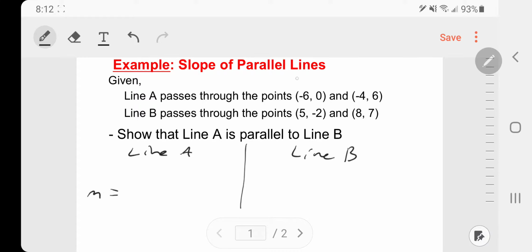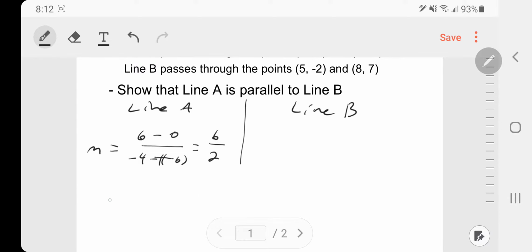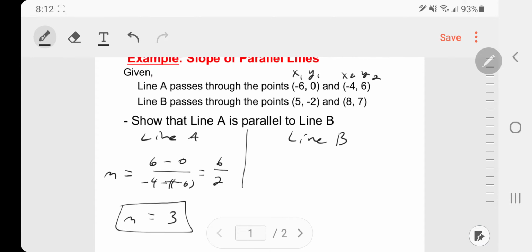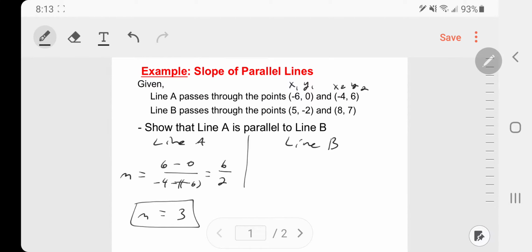For the slope of line A, we have our x1 and y1, our x2 and y2. So it's going to be 6 minus 0 over -4 minus -6. That's going to give me 6, and then minus a negative becomes a plus, and I'm going to get 2, so my slope of line A is 3. Again, we already know the slope formula from a few of our prior videos. It's y2 minus y1 over x2 minus x1.